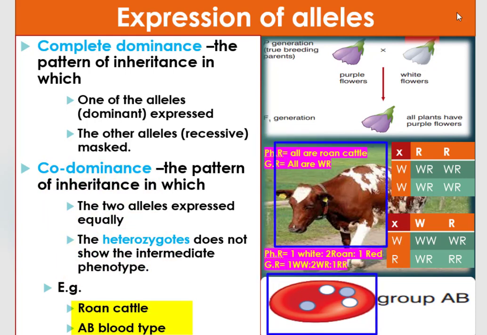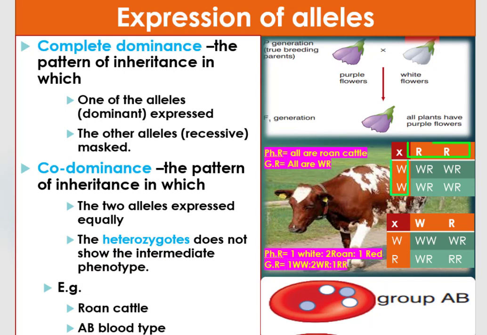For example, roan cattle. If a red coat colored bull meets a white coat colored cow, the offspring can be roan cattle. Phenotypically, all are roan cattle. Genotypically, all are capital W, capital R. If we cross roan cattle with roan cattle, we can probably obtain phenotypically one white, two roan, and one red. Genotypically, one capital W capital W, two capital W capital R, and one capital R capital R.